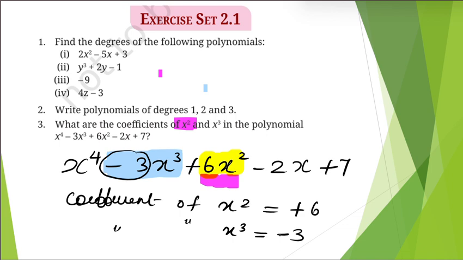Whatever number comes along with that particular variable, for x square you have to check which number comes along with x square. That will be the coefficient of x square. Got it? So the coefficient of x square is 6 and the coefficient of x cube is minus 3. Okay, hope it is clear for you. Now we will move to the next question.